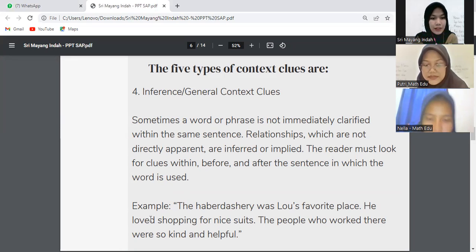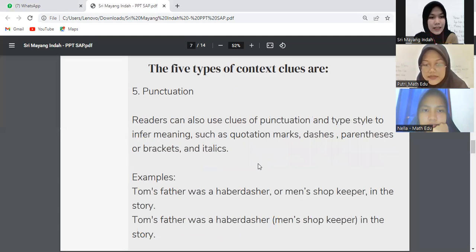For example, here, the haberdashery was Lo's favorite place. He loved shopping for nice suits. The people who worked there were so kind and helpful. And the last one is punctuation.